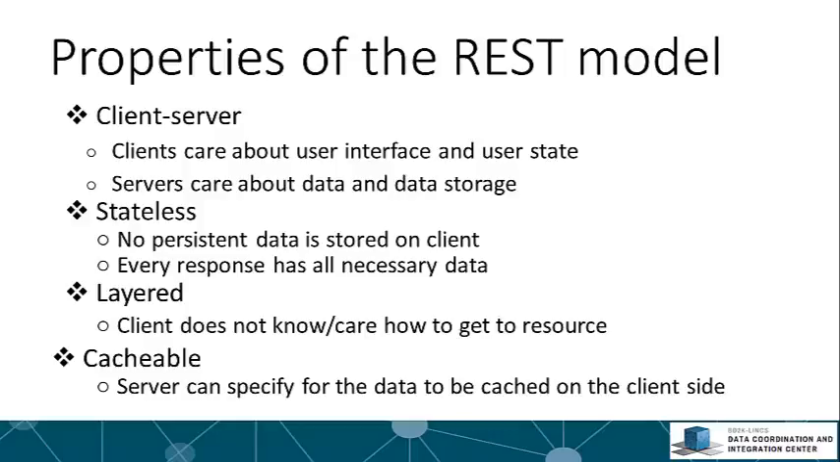Finally, let's talk about some more specific properties of the REST model. First, the REST model specifies a client-server architecture. Clients care about the user interface and user state. Servers care about the data. As we just saw, a client requests snapshots or tiny slices of the data from the server as needed. Have you ever noticed that you can access any web application from any device that has a browser?